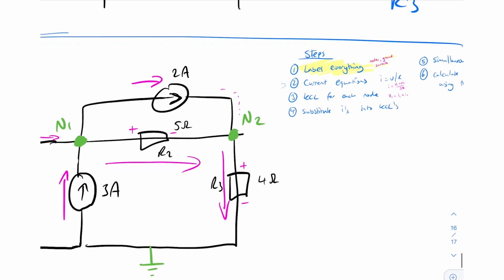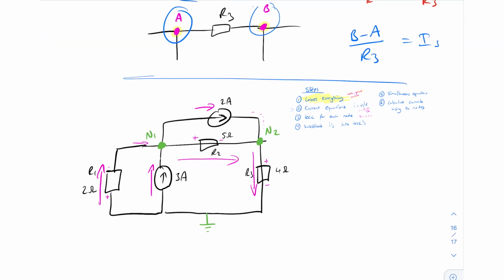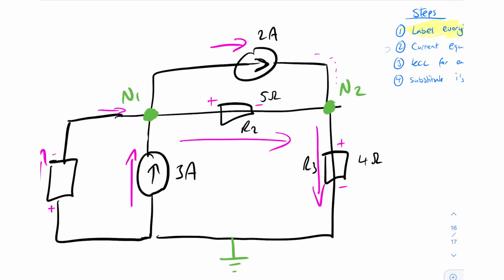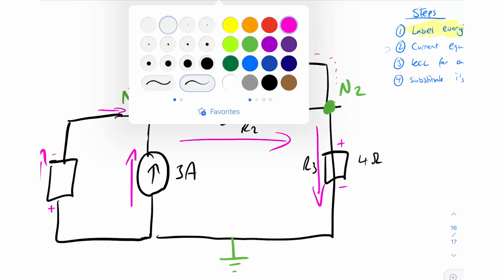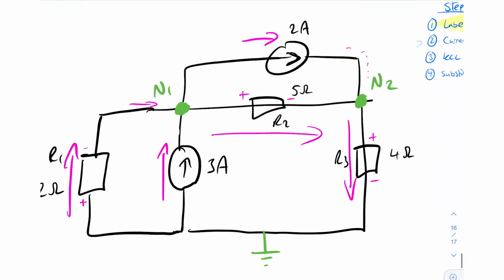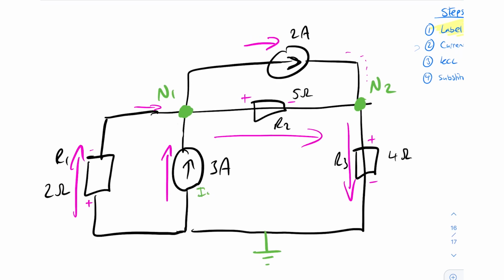So now we've done step one, we've labeled everything. The only thing that we didn't do is give our two current sources names. So let's just give them names. We've already got R1, R2, R3, so we can call this one I4, and this one I5. You'll see why that's important in a minute.